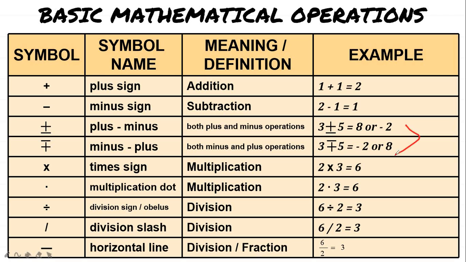So these are our examples. We have the times sign and the dot, of course used for multiplication. We can use either of the two. Then we have the division sign or the obelus, the division slash, and the horizontal line, all used for division. The last one is for fraction. So these are our examples.